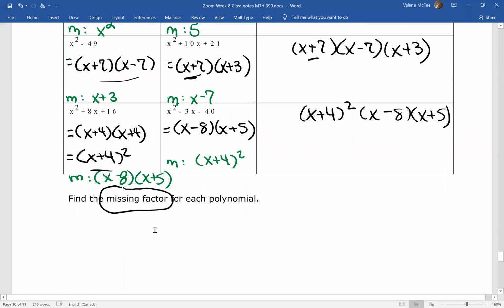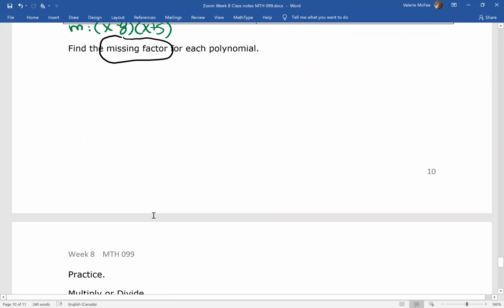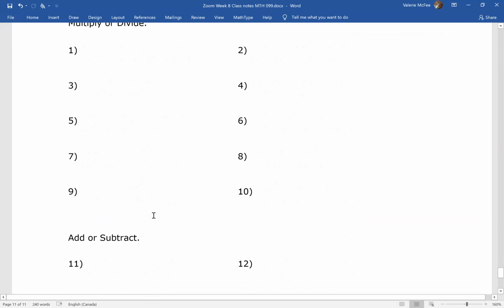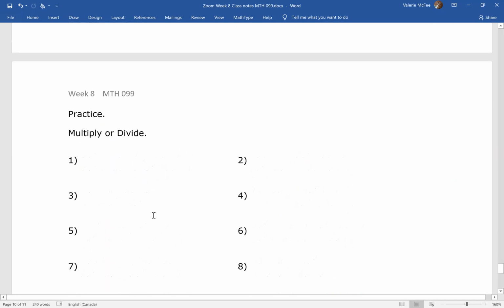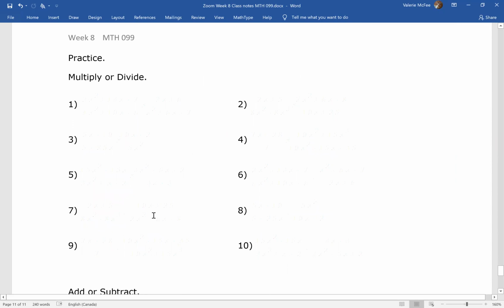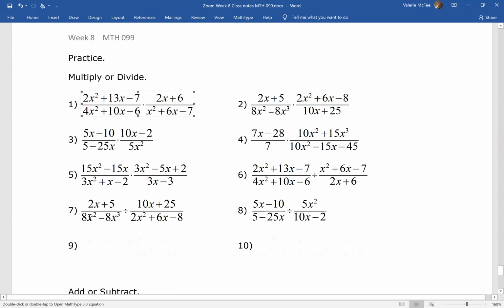Let's go on and start adding and subtracting. Oh, no, we're not. I guess I'm saving that for next week. Okay, so where's all the questions here? There they are.